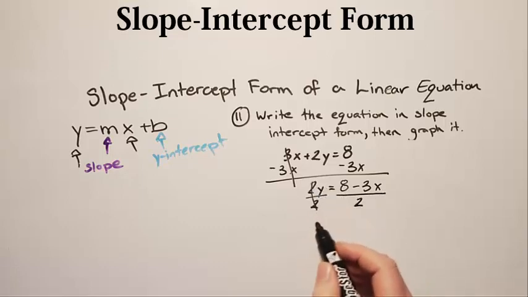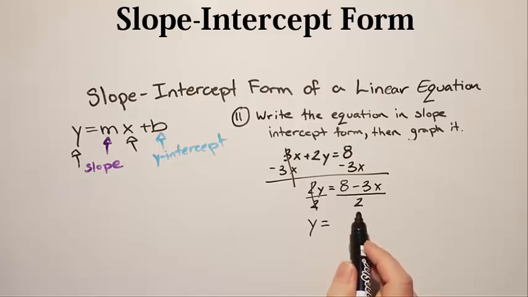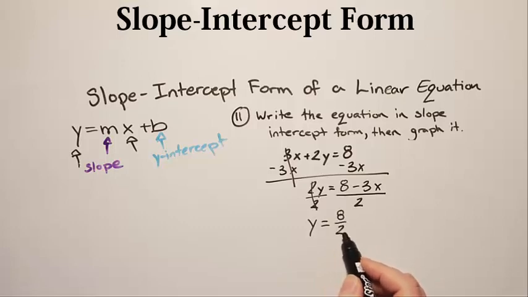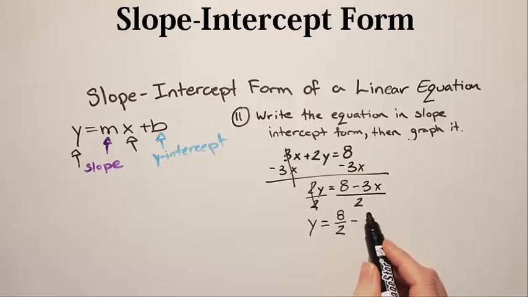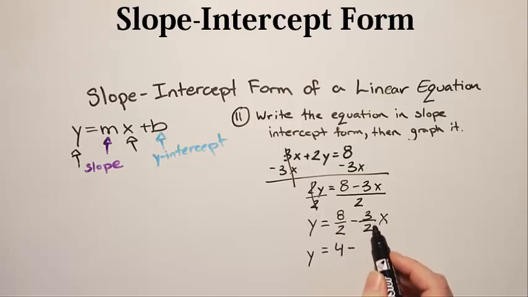2 divided by 2 is 1, so I'm left with y equals, everything in here is being divided by 2. Everything. So this 8 was divided by 2, and this negative 3 is divided. If you can simplify this, you need to. So y equals 8 divided by 2 is 4 minus 3 divided by 2. I don't want decimals. It's 3 over 2 x.